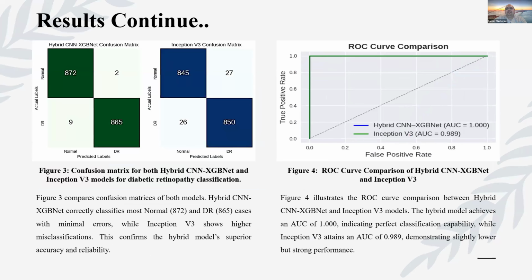Then I did further analysis related to the confusion matrix and ROC curves. The confusion matrix shows that the hybrid model correctly classified most normal and DR cases with very few errors. And the ROC curve demonstrated an AUC of 1.0, indicating near perfect classification capability. In comparison, Inception V3 shows slightly lower performance. This confirms the robustness and reliability of the hybrid model.